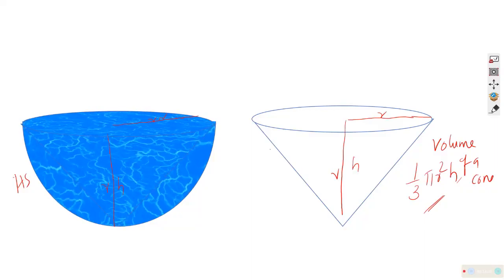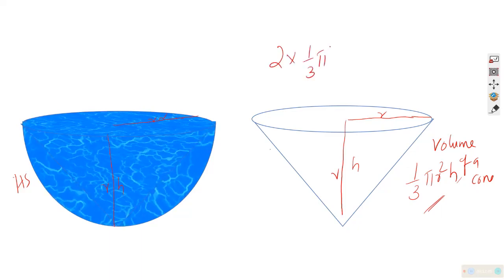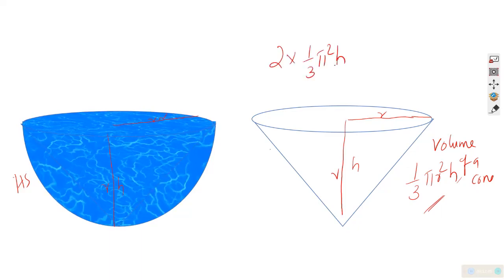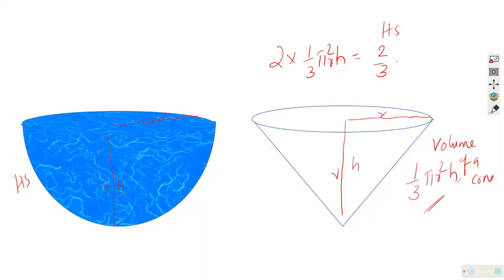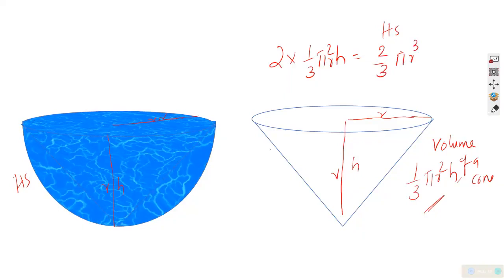From this I have to conclude that if I take 2 times of 1/3 pi r square h, which is the volume of one cone, I am getting the volume of hemisphere. This is what I am getting. Now here the interesting thing is, here r and h are same. I told you at the beginning. So this can be written as 2/3 pi r cube. This is the volume of hemisphere.